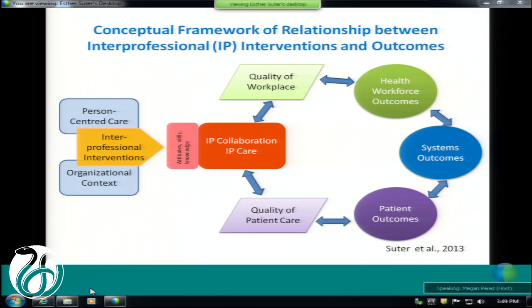At a first level, interprofessional interventions are thought to improve attitude, skills, and knowledge of other providers, of roles, of interprofessional behaviors, but really it's about the attitudes and it's about the knowledge. I think one important piece is the translation of the new knowledge and skills into interprofessional collaboration and interprofessional care, and that's indicated with the orange box here. For us, this is a very critical point.